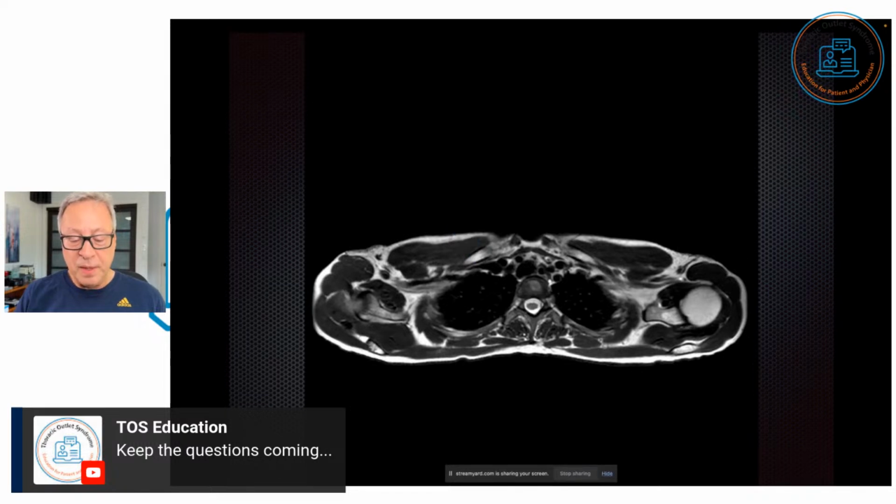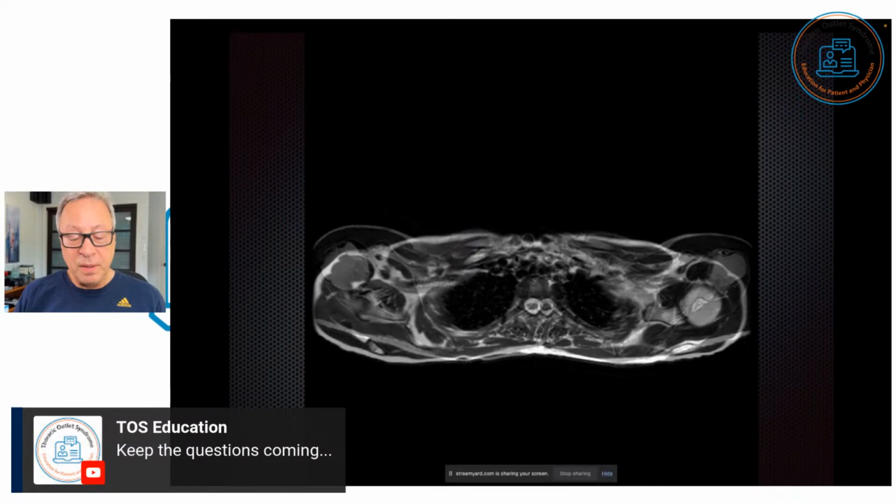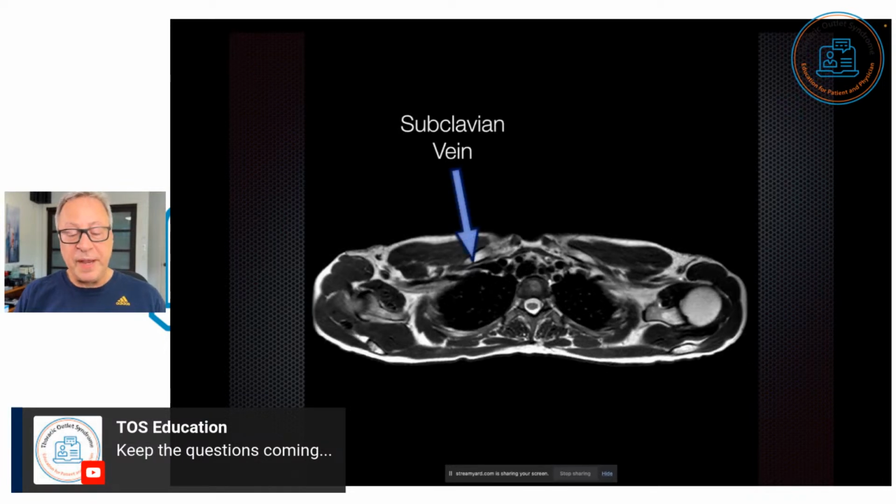One more time, just to make this easier to see. Subclavian vein is black because of blood flow. The arms are down. Now when the patient's arms are up, we're going to see that the subclavian vein is compressed severely in this case.